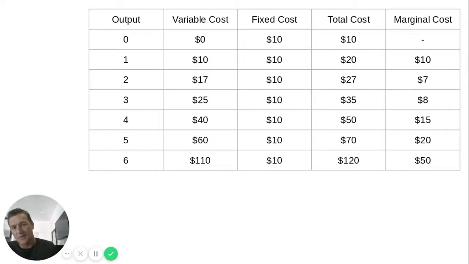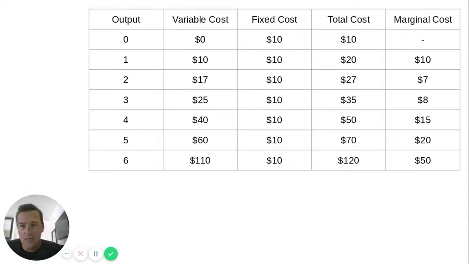And then when we look at the third unit, what we see is the marginal cost goes from 7 up to 8. So it's starting to rise again, and is going to continue to rise all the way up to the 6th unit where it's $50. So you can already sort of imagine the shape of the MC curve, which is what we're going to draw, like a big tick.